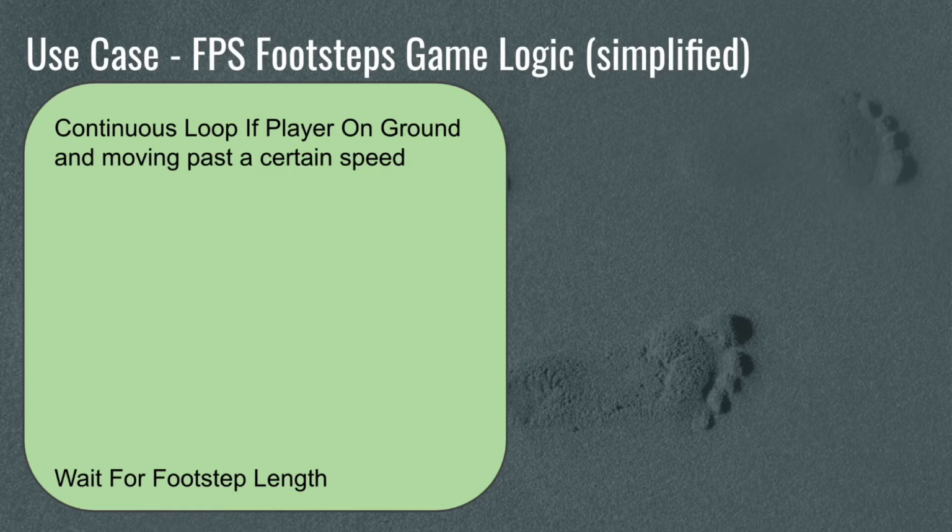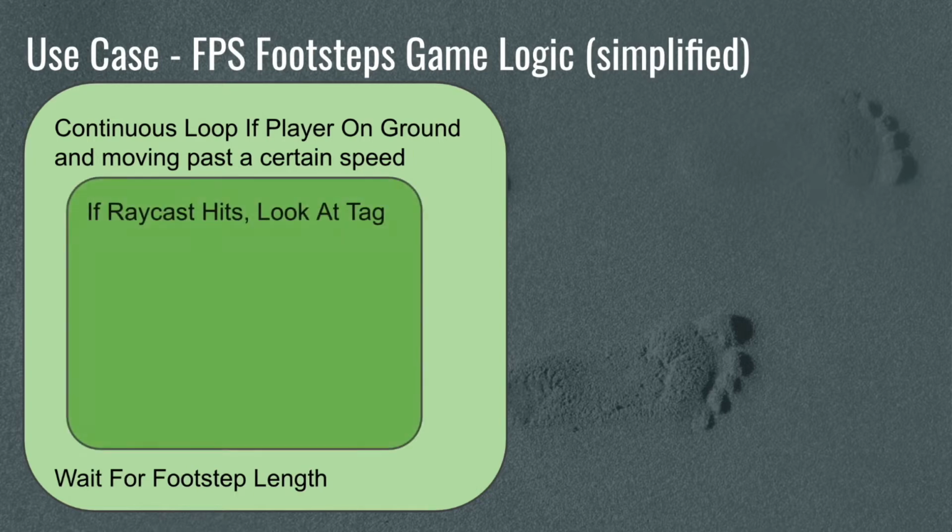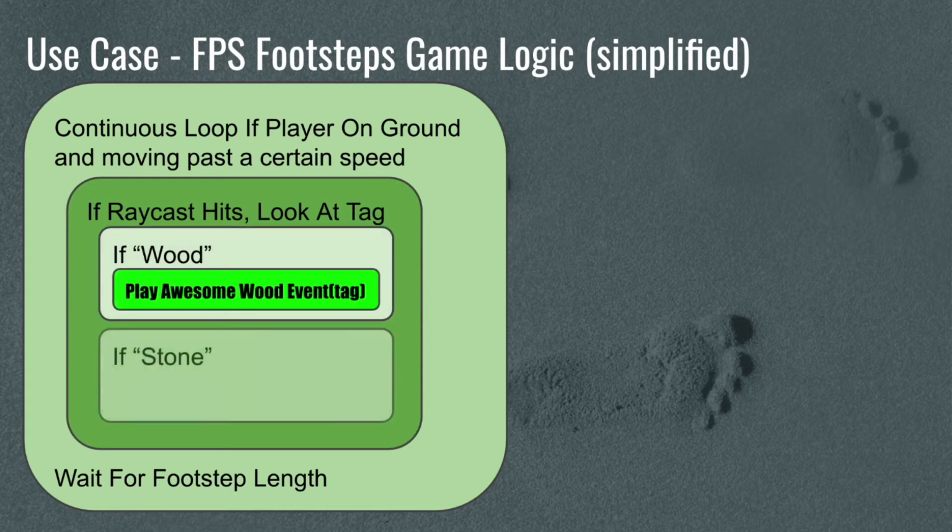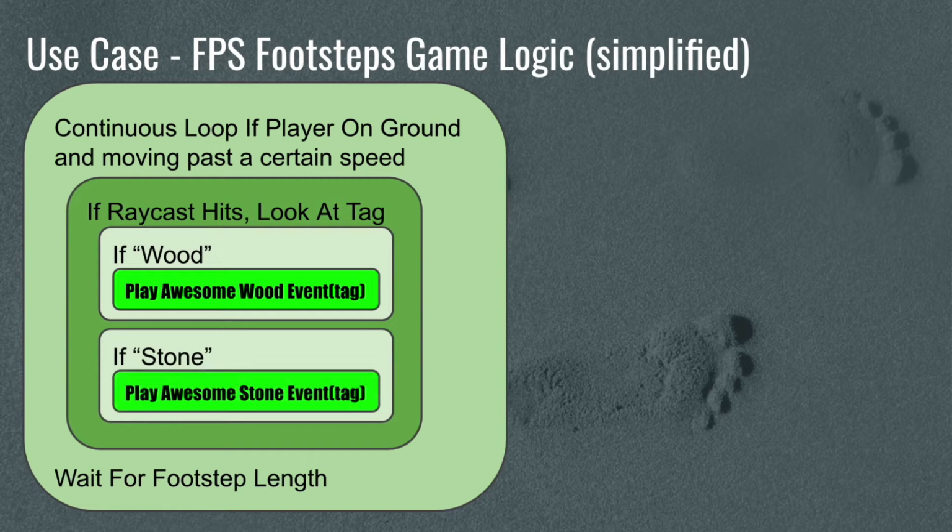The next thing is the raycast. The raycast is going to hit, and if it's wood, we play the wood event. If it's stone, we play the stone event. In other words, the footstep. Then we wait for a certain footstep length. There are many different ways of handling this. You can base it on the actual speed of the player, so that when you first start walking it's kind of slow, then it picks up a little bit, and the footstep length changes. And of course, it'll definitely change if you sprint or something like that.